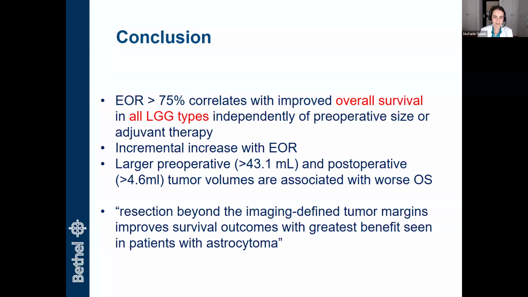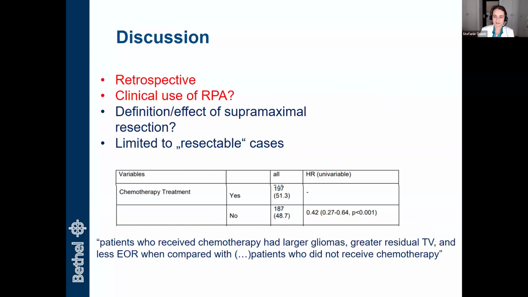The authors also conclude that resection beyond the imaging-defined tumor margins improves survival outcomes, with greatest benefits seen in patients with astrocytoma. But in my opinion, they should have included a little more information about what resection beyond the imaging-defined tumor margins is, how it is exactly defined, and how it could be achieved. What should be discussed, in my view, about this paper, but I'm also open to any more suggestions.